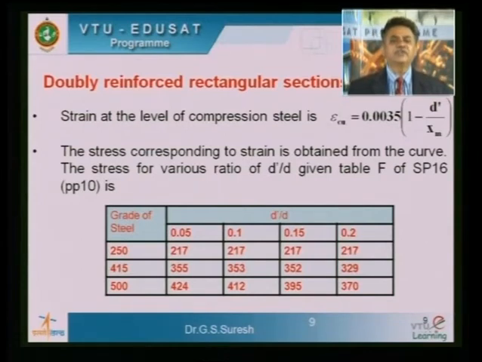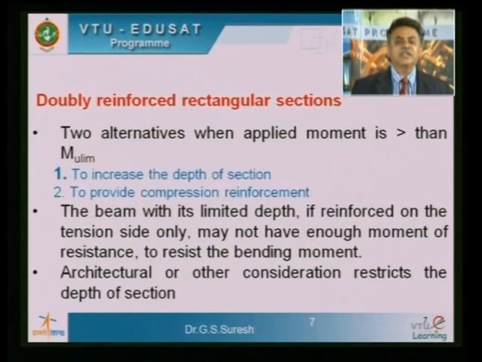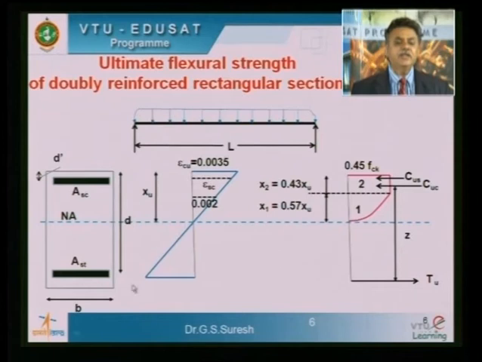So let us now try to understand the ultimate moment of resistance of doubly reinforced section. For that, I have to calculate what is the strain in steel under the compression zone. As you can see here in this slide, the strain in the steel level in the concrete is obtained by similar triangle property. Let me go back to the previous sketch. Here you have this triangle with the base as 0.0035 and this depth is XU. Consider one more triangle wherein this is epsilon SC and the depth of this is XU minus D dash. D dash is this distance.